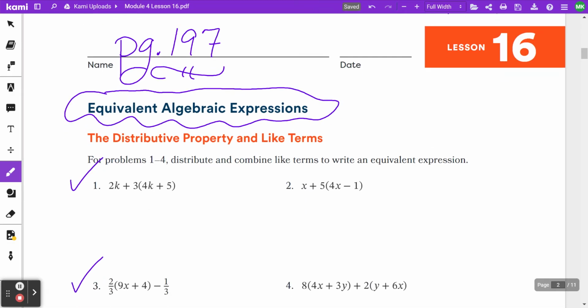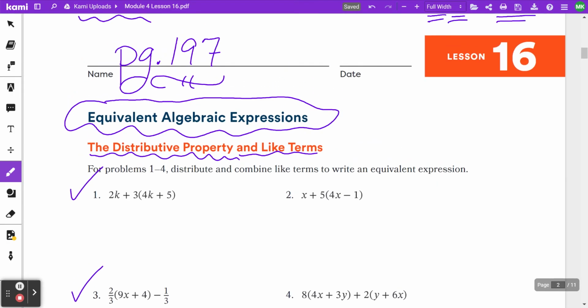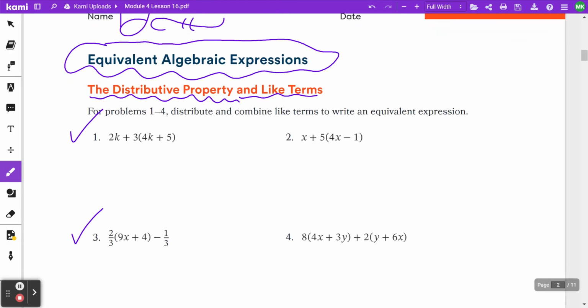All right, so basically we're using everything we can, like the distributive property, combining like terms, the commutative property, all kinds of fun things. So it's actually a lot of fun. So here we go, page 197. We'll hang out there, but this might be a long video. I think we'll do a lot.